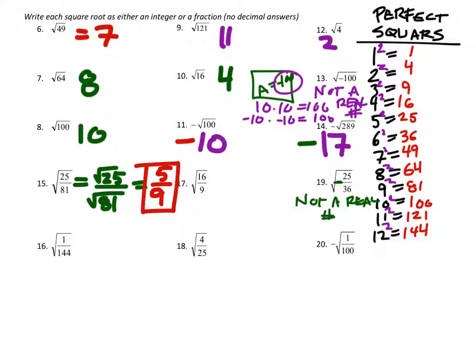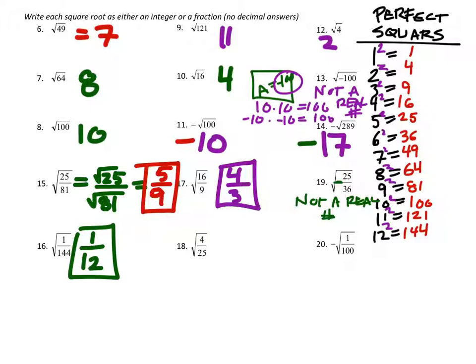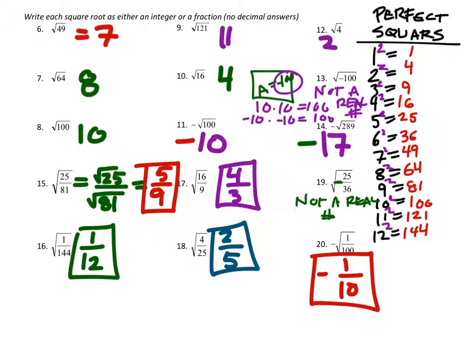17, square root of 16 is 4. Square root of 9 is 3. Improper fraction, that's okay. 16, square root of 1 is 1. Square root of 144 is 12. There we go. Square root of 4 is 2. Square root of 25 is 5. Nailed that one. And finally, this is just going to be the negative. Square root of 1 is 1. Square root of 100 is 10. There we go.